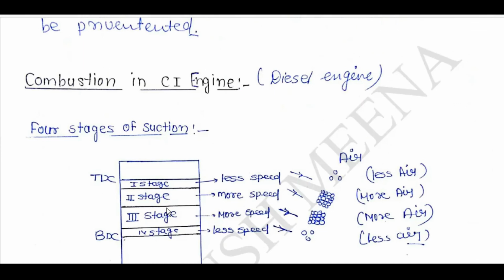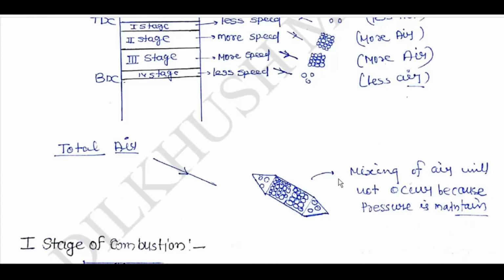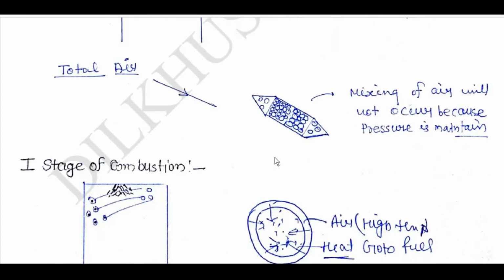Combustion in a CI engine, the diesel engine. There are four stages: first stage, second stage, third stage, fourth stage. The air speed is less, more, more, less. Total mixing of air will not occur because pressure is maintained.